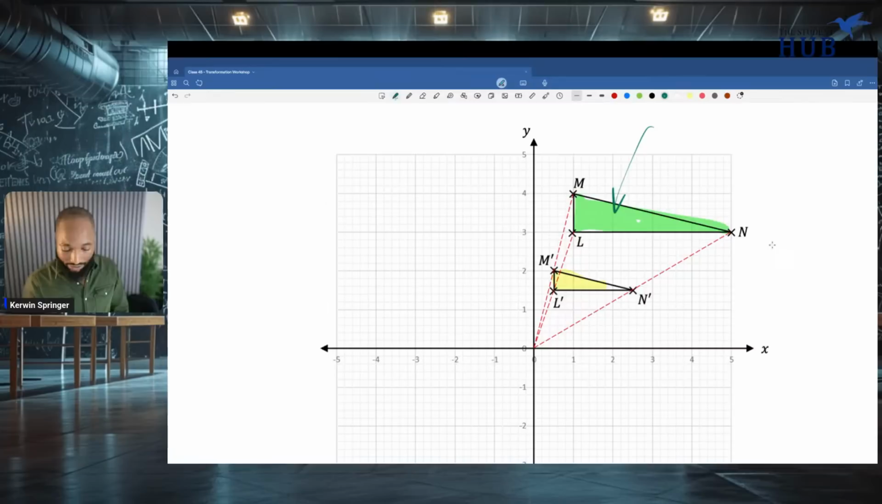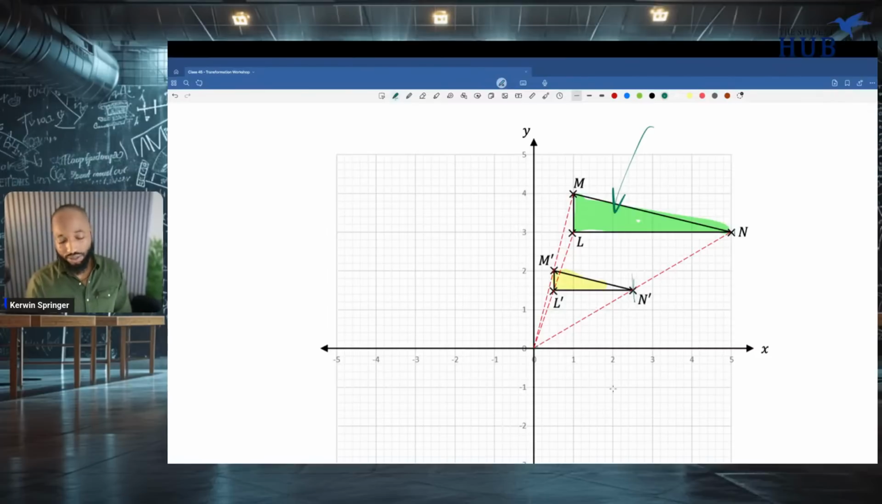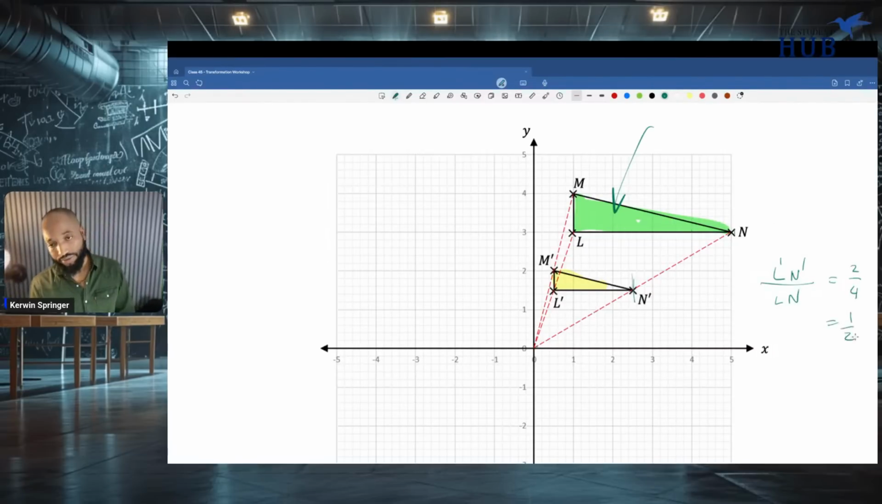If the scale factor is a half, you see what happened in here. It reduces. If you connect O to N, you want to get half of that to find where N prime would land. Let's use something I can easily see, no fractions: Ln prime and Ln. Ln is 1, 2, 3, 4, and Ln prime is 2. 2 over 4 is a half.